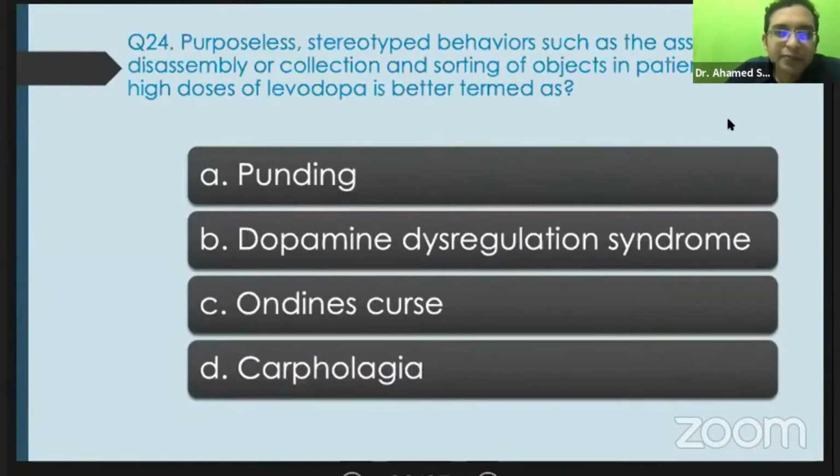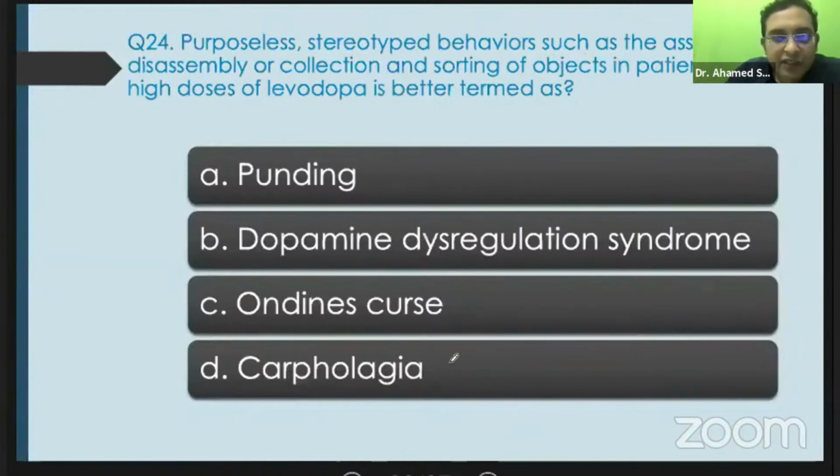It's actually purposeless behavior, punding. Do you know any other drug which causes this kind of behavior? You can answer in chat if you want. Any other drug, initially an abuse drug, which was found to have this kind of punding behavior? Amphetamine also causes punding behavior. And what is Ondine's curse and all? You must be knowing.